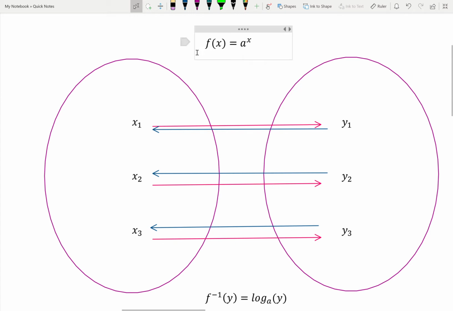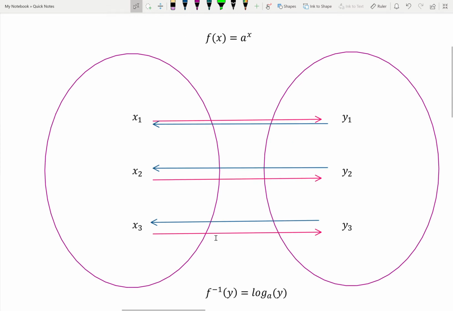The inverse of an exponential function is the log function. So the inverse of a to the x is log base a of y. Notice how the bases have to be the same in order for it to be the inverse. If this is a, this also has to be a in order for it to bring the elements back to their original position.